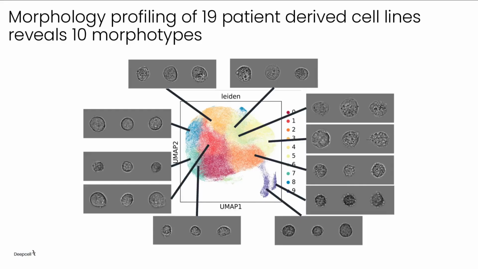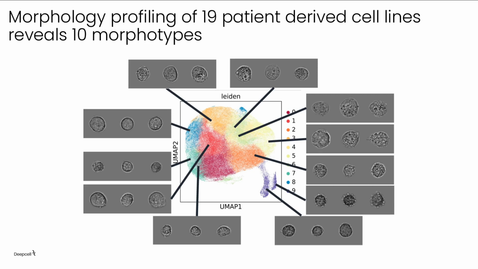And so this brings me to the first results slide, where you can see a morphological UMAP where we also used Leiden clustering to show the different morphological types, or morphotypes. And here you can see that for each of the morphotypes we also have a visual representation. And interestingly, you can see that from these 19 patient-derived cell lines, we get 10 different morphotypes.